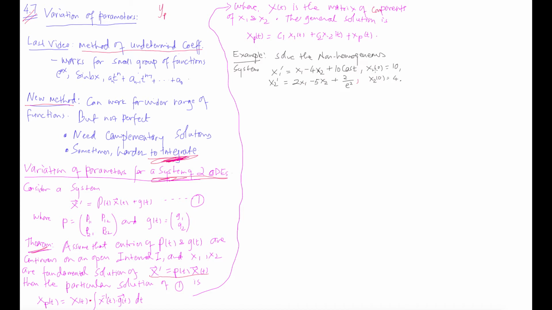where the initial condition is x2(0) equals 4. So the initial value is 4 here, and the initial value of x1 is 10. So how do I do this? Let me write down the solution.